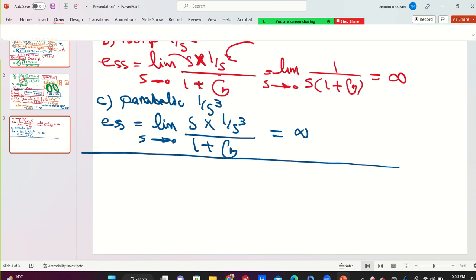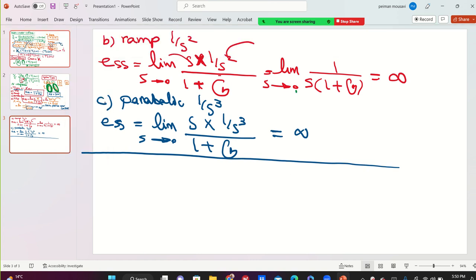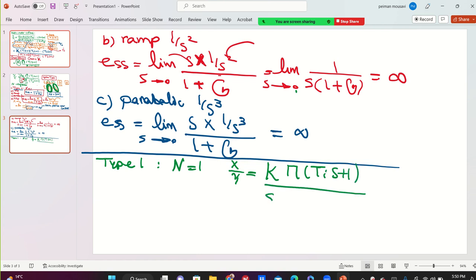Let me define a new parameter that we're going to use in control. When your system type is 1, means n is 1, means X over Y is going to be K multiplied by (Ti s plus 1), and you have an s here because this is the power of 1, over (T prime j s plus 1). This is system type 1.